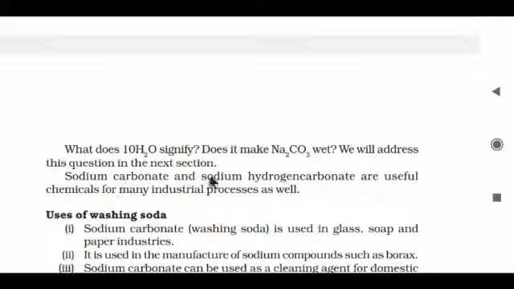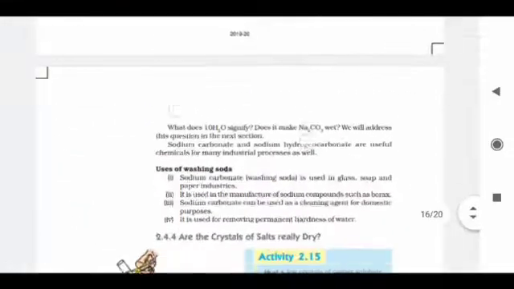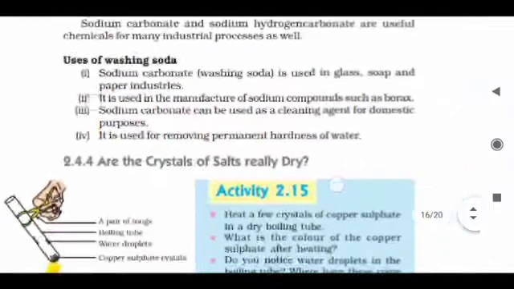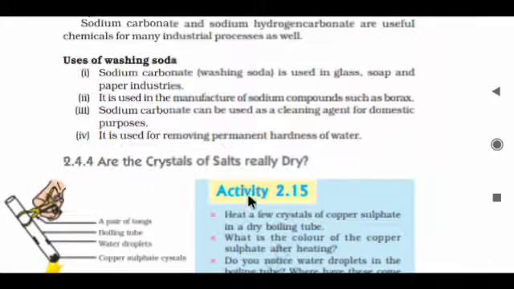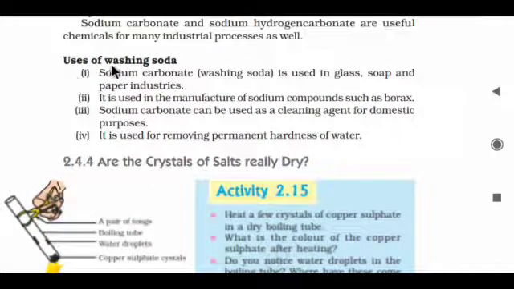Sodium carbonate and sodium hydrogen carbonate are useful chemicals for many industrial processes as well. Here are the uses of sodium carbonate and sodium hydrogen carbonate. Washing soda is sodium carbonate with 10H2O molecules. Sodium carbonate is used in glass, soap and paper industries. Then of course its use is for cleaning purposes.